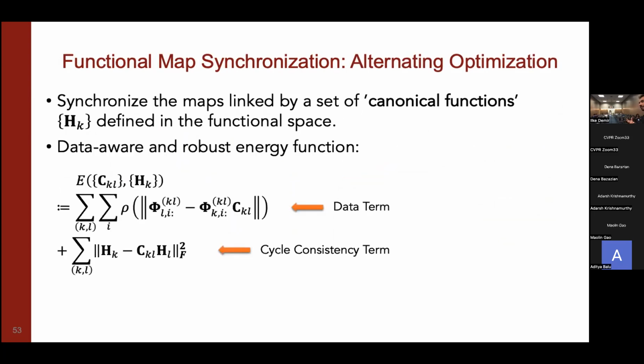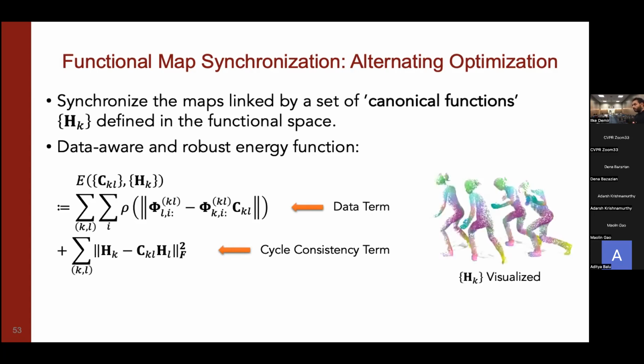Now we have to have a data-aware robust energy that is composed of two terms. One is the data term, which is really like the synchronization term. So instead of permutations, we have functional maps, and the other is a cycle consistency term of the functions, right? So one is regarding the basis, the other is the canonical functions, and we recover both. So it's a non-convex optimization problem in both of these parameters. This is what we are trying to recover now, and for that we derive an alternating scheme. We fix H, solve for C, we fix C, solve for H. And whenever one is fixed, it's actually a convex problem.